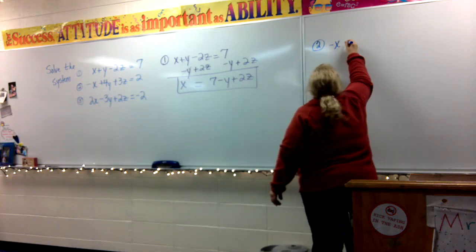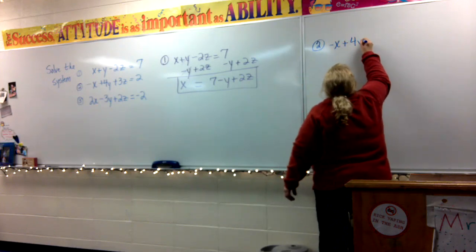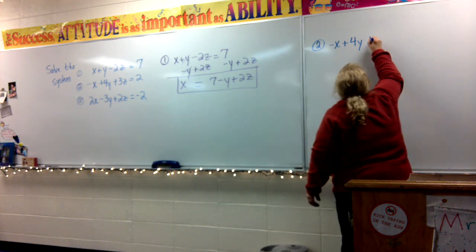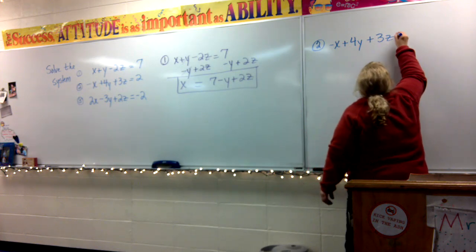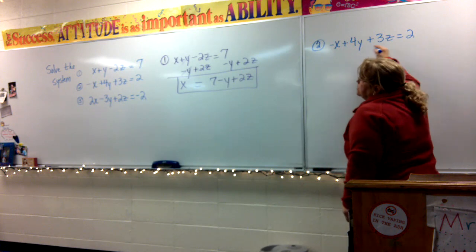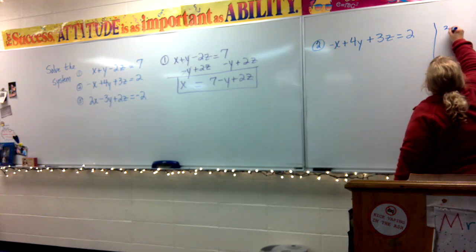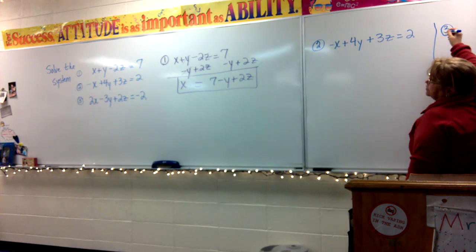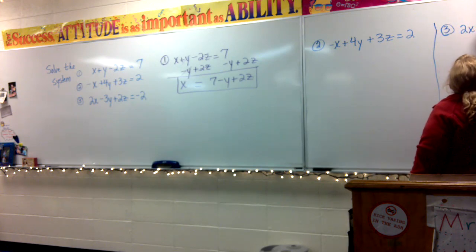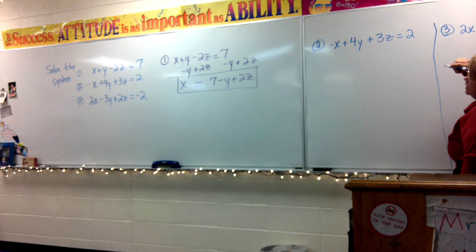Will you double check me here? I don't feel like I'm at my mental best today. I don't think any of us are. So is that equation 2? 100%. And then I also need equation 3, 2x minus 3y plus 2z equals negative 2. Is that right?